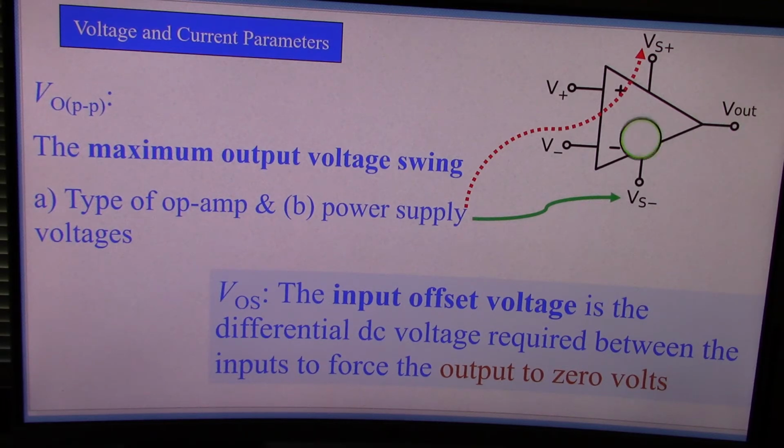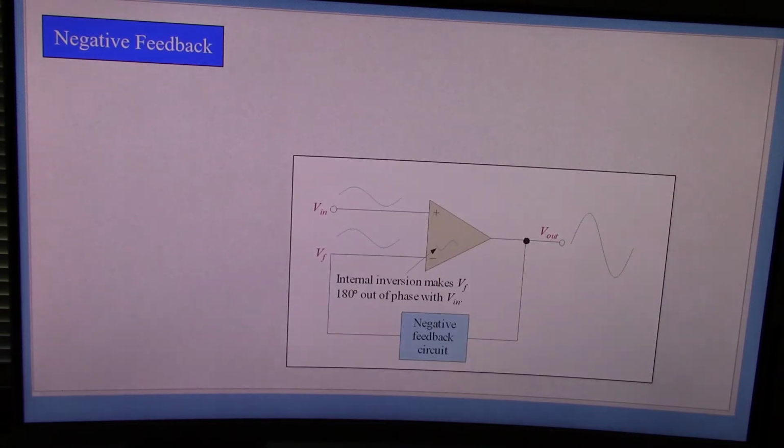But let's say you do not want that to happen. So that's the offset that you apply to one of these to make sure that the difference between these two is equal to 0. And that's the input offset voltage. So if you look at the amplification of these two, you'll see this output.